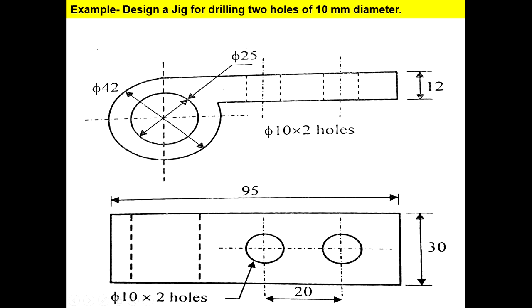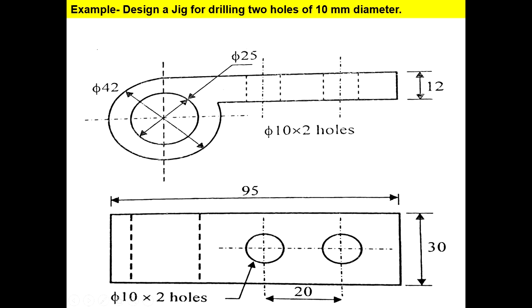These two holes of 10 mm diameter are to be drilled, and this hole of 25 mm diameter is already drilled, it is given. Okay, and the shape of the component we can see from the front and top view, what will be the shape of the component in 3D. And for drilling these two holes we have to decide the locating elements and clamping elements.